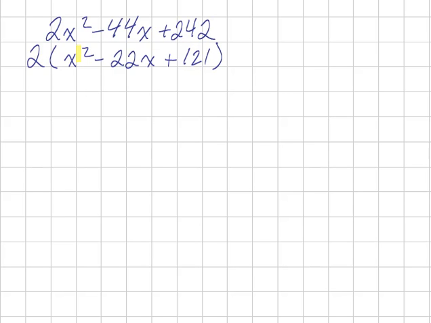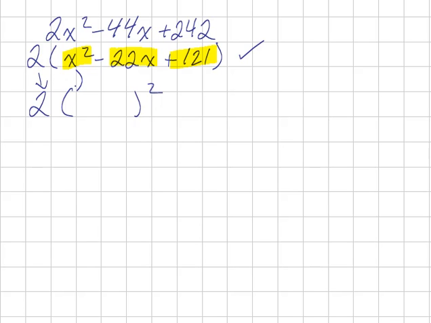Now, x squared is a perfect square. 121 is as well, and positive 121, that's 11 squared. So x times 11, 11x, times 2, 22x, works out. Okay, so we've got a perfect square trinomial. That means that our factors are going to be 2, the greatest common factor, and some factor squared.